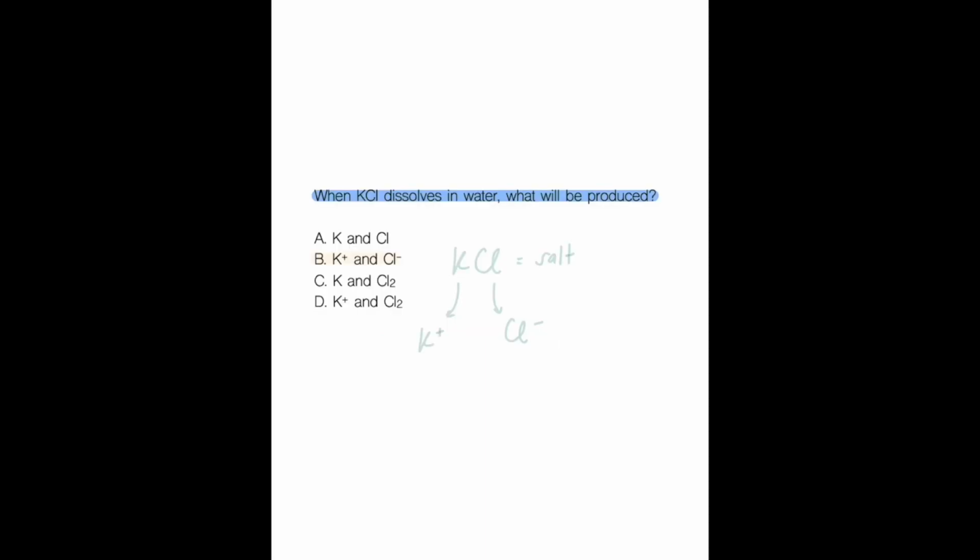For this multiple choice question, we first need to recognize that KCl is a salt. This means that it is an ionic compound, and when it dissolves in water, it will dissolve into its ions. So the K will become K+, and the Cl will become Cl-. So our final answer is B.